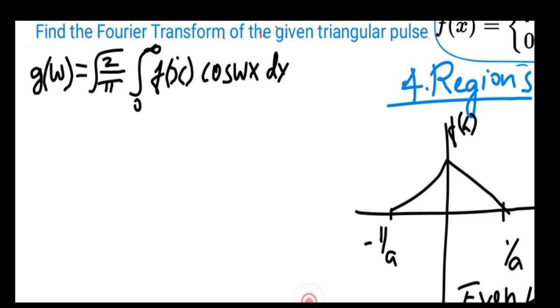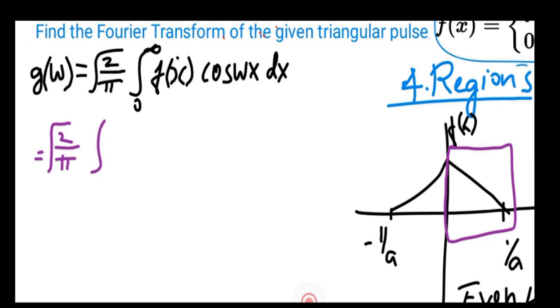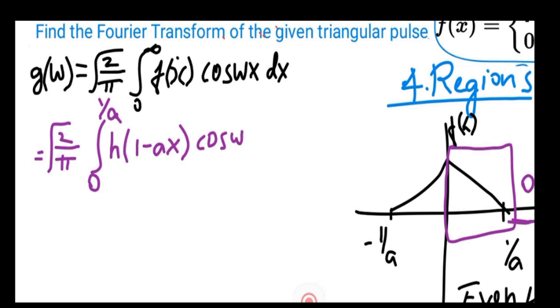But since f of x equals 0 for absolute x greater than 1 over a, we can limit the integral to 0 to 1 over a. So it becomes the square root of 2 over pi multiplied by the integral from 0 to 1 over a of h times (1 minus a times x) cosine of omega x dx.